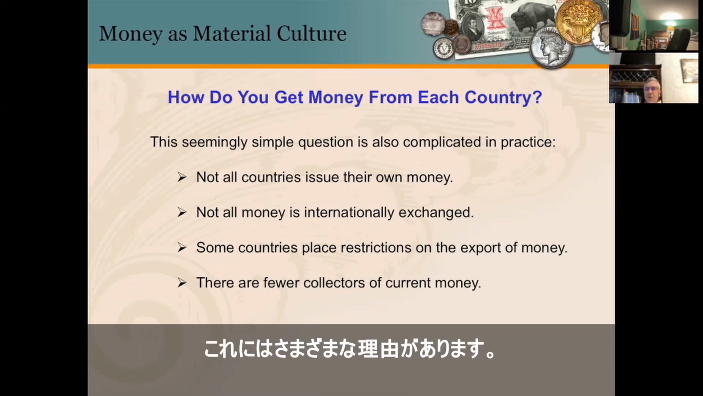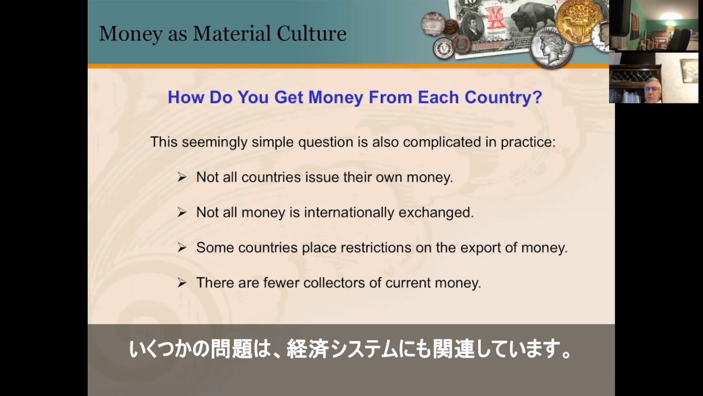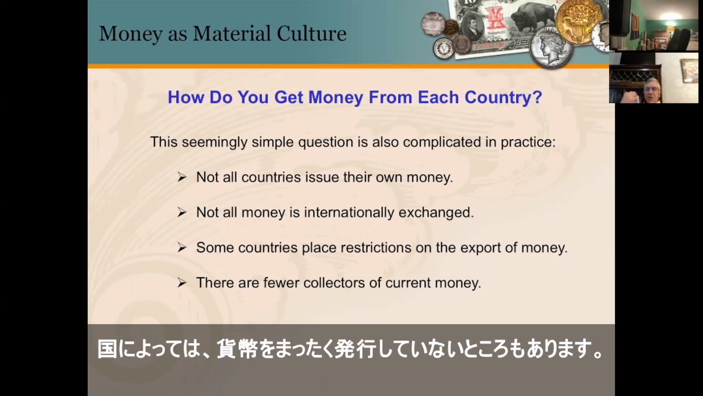There are a lot of reasons. Now, some of the problems also pertain to the economic systems. Now, some countries may not issue money at all.